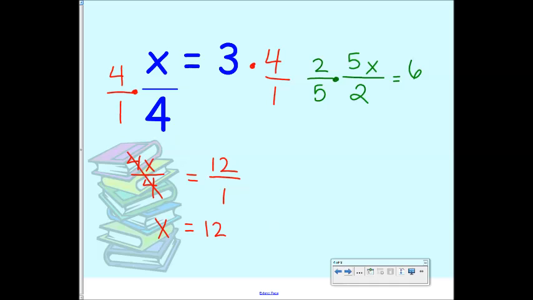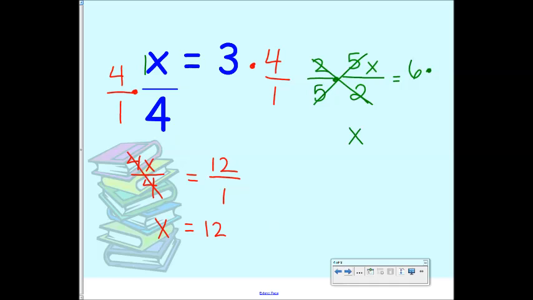So you multiply by the reciprocal. This is the reciprocal right here. We just put a 1 there because there wasn't a number there before, but there's a 1 right here. So we're just multiplying by the reciprocal. So what happens with my 2's? They're gone. What happens with my 5's? They're gone. And what do I have left? X.